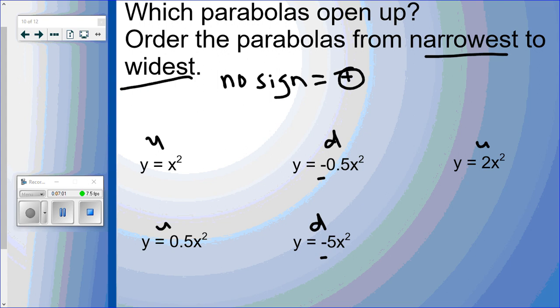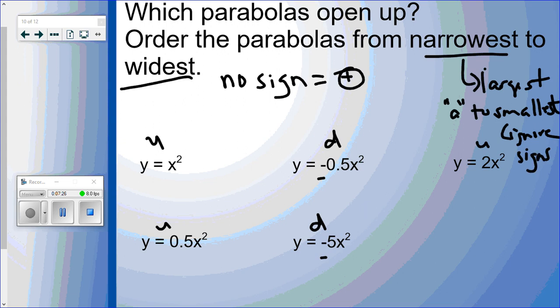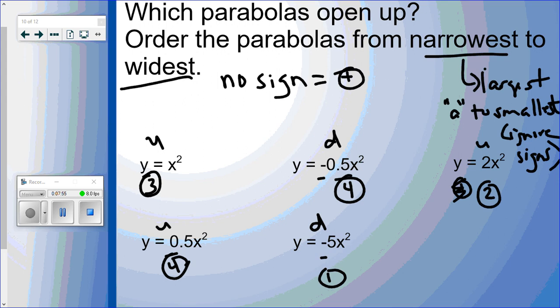Now, going from narrowest to widest, here we're just looking at numbers. When we're looking at just how wide or thin it is, we're ignoring signs. And seeing as how some of you have been doing that all the way through, you won't have to think about anything new. So this is narrowest. Actually, that is not the narrowest. That's the narrowest. That's the second narrowest. Third narrowest. And then we actually have a tie for fourth. One's a positive 0.5, one's a negative 0.5, but they're still 0.5.